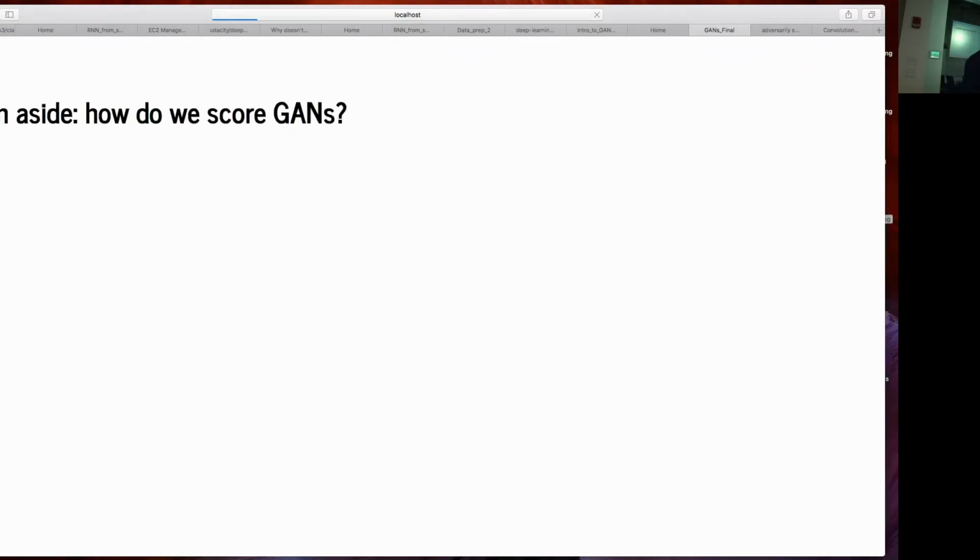Oh yeah, there's one interesting thing that illuminates what GANs are supposed to do that was highlighted in this paper. So how do we score GANs? How do we know that these images generated are good? What scoring metric could you use? Any ideas?